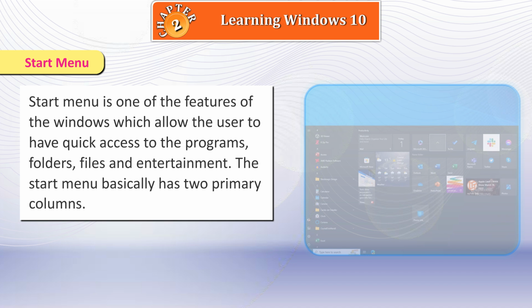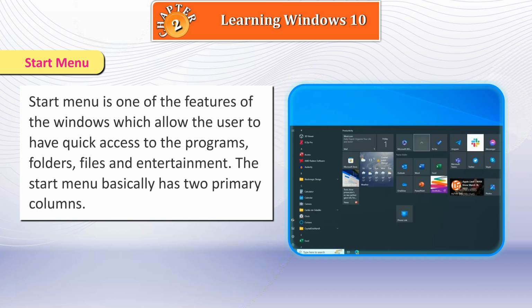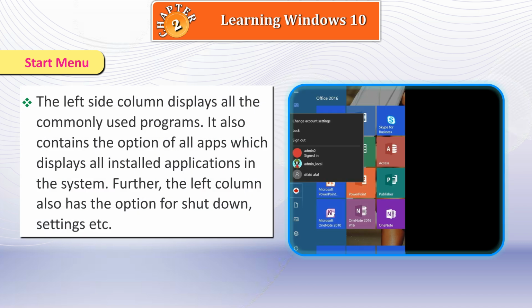Start menu. Start menu is one of the features of Windows which allows the user to have quick access to the programs, folders, files, and entertainment. The Start menu basically has two primary columns. The left side column displays all the commonly used programs. It also contains the option of All Apps, which displays all installed applications in the system. Further, the left column also has the option for shutdown, settings, etc.